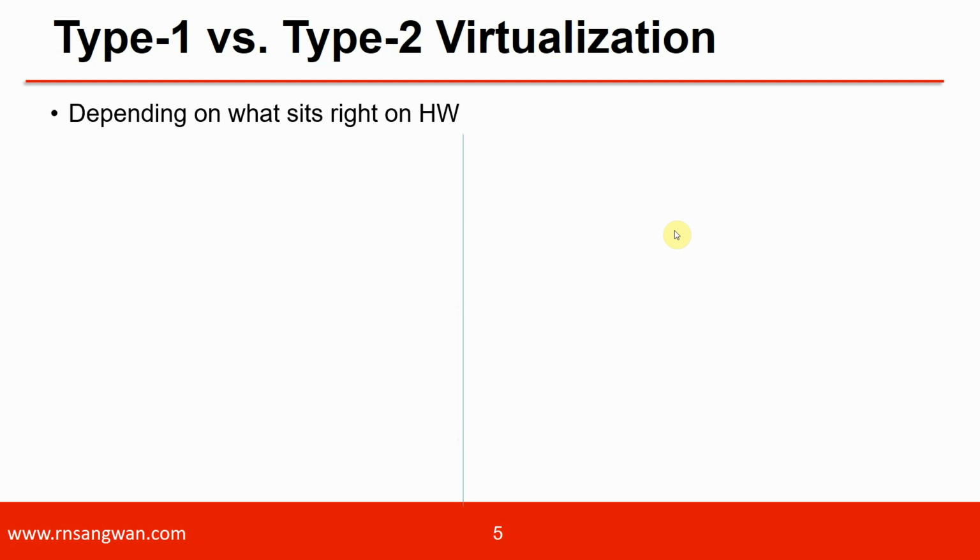So which virtualization we will be using in our case, in this particular example, and what kind of virtualization cloud computing works. Though there are other concepts here, our focus is these two, type 1 versus type 2. It depends on what sits right on the hardware. When we say type 1, the hypervisor or the virtual machine monitor sits on the hardware directly.